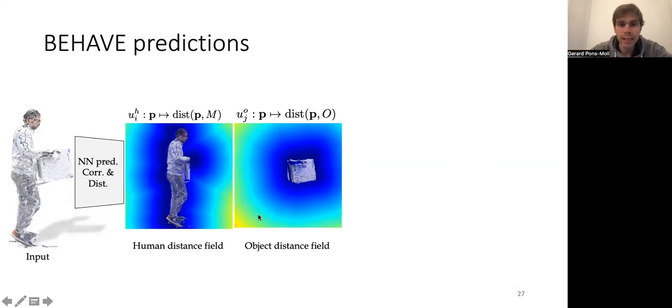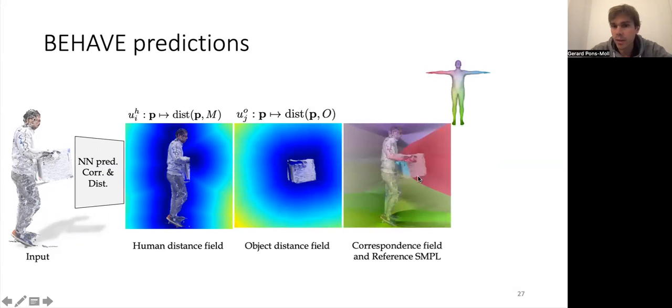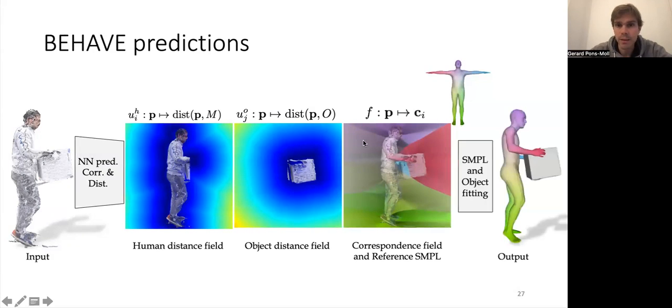Then you have the distance field of the object, which basically is trained, the network is trained to ignore the human in this case. And then finally you have this correspondence field. So for every point in space, now we predict the closest surface point CI. That's why you have this coloring here, indicating that, for example, here, the closest point would be this right arm of the simple model. And so this is dividing the full 3D space into body parts in a continuous manner.